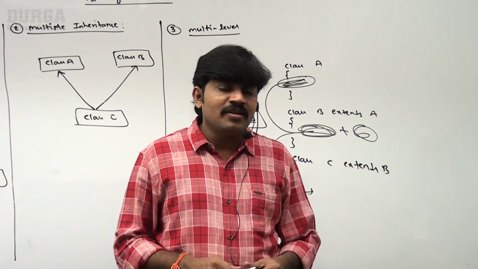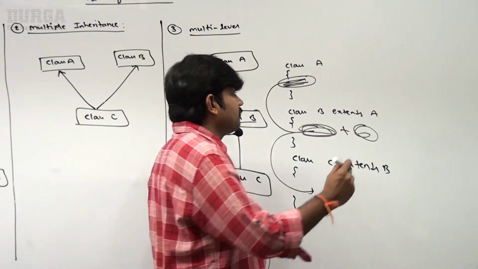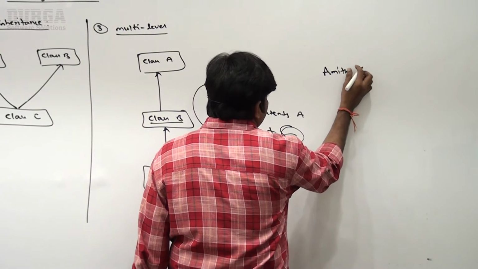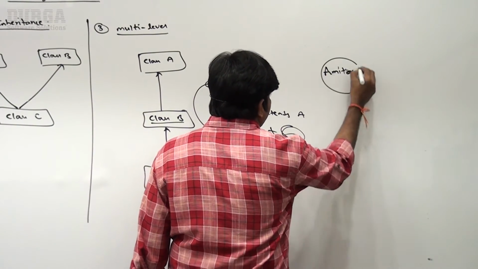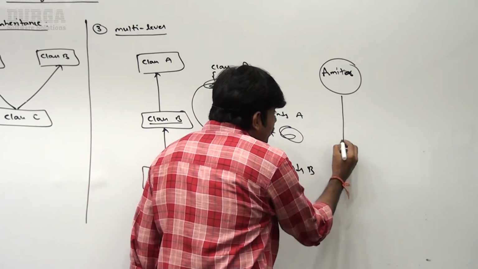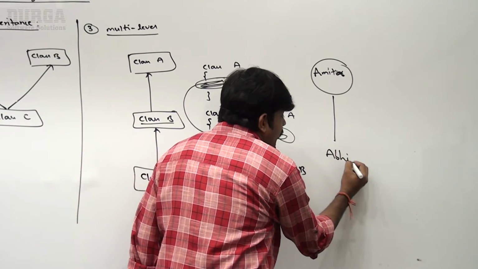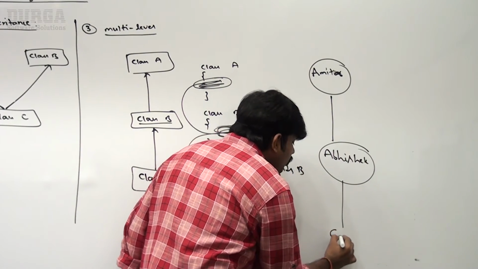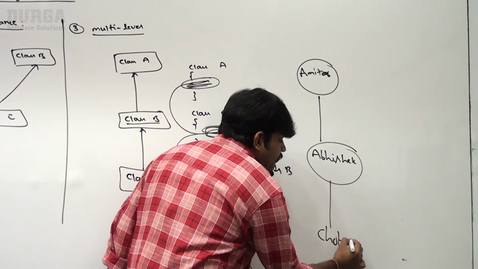Sir, a best example: if you consider Amitabh Bachchan, Big B, everyone in India knows him. So, Amitabh Bachchan, next level, Abhishek Bachchan. Next level, assume some Chota Bachchan.